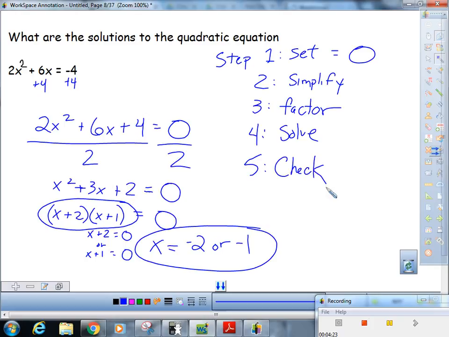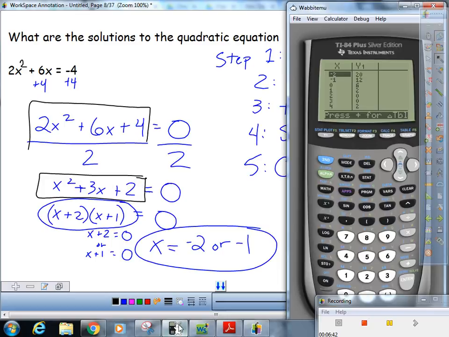Okay, so I can plug this thing into my calculator or this thing into my calculator, just so you know they're the exact same equation. I'll plug the top one in just to prove you. So y equals, clear, 2x squared plus 6x plus 4. Graph. Boom. -2 or -1. Table. Oh my goodness. It's that fire. Boom!